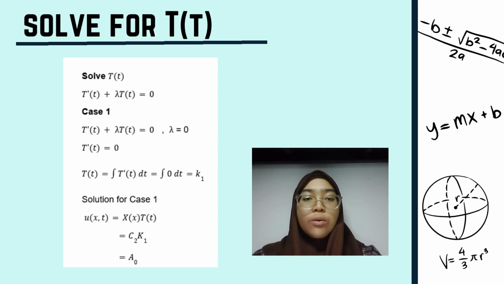So next I will present on how to solve T(t). This is the equation for solving T(t), which is T prime t plus lambda T(t) equal to 0. As usual, we use 3 cases for this solution. For the first case, lambda is equal to 0. So we will obtain the solution, which is k1. And then for the solution for case 1, u(x,t) equal to c2 k1, and we will replace it by a naught.